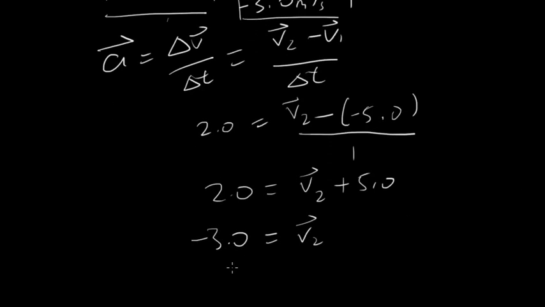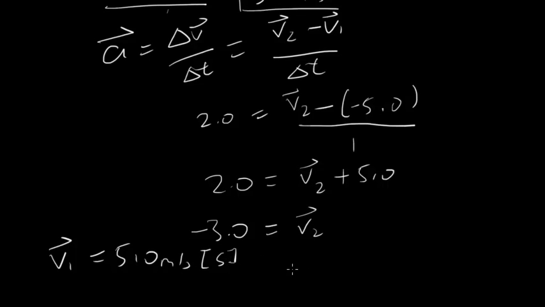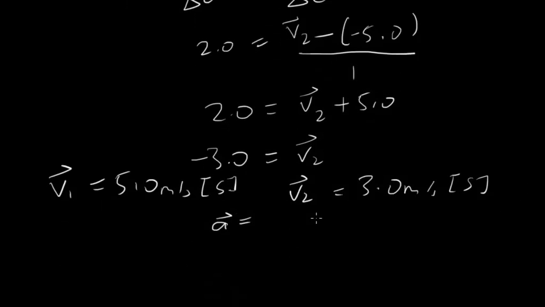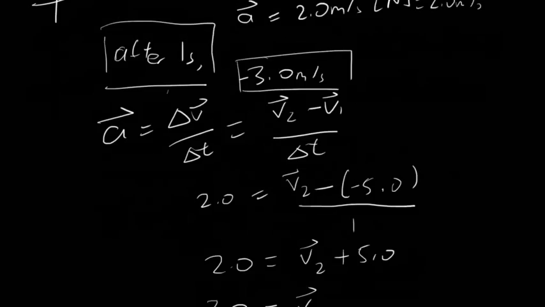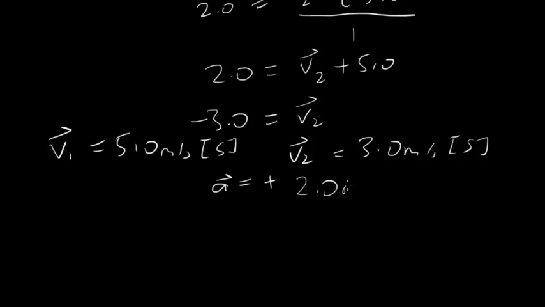So we can see that his speed is actually slowing down because he was traveling, his initial speed was 5.0 meters per second south. Whereas his final speed was what? 3.0 meters per second south. So we can see that although his acceleration was positive, what was it again? I forgot. It was a positive 2.0 meters per second north. Even though it was positive, his speed actually decreased.